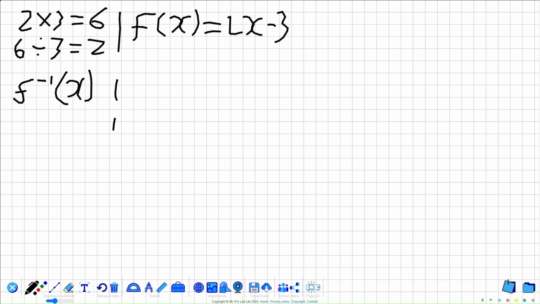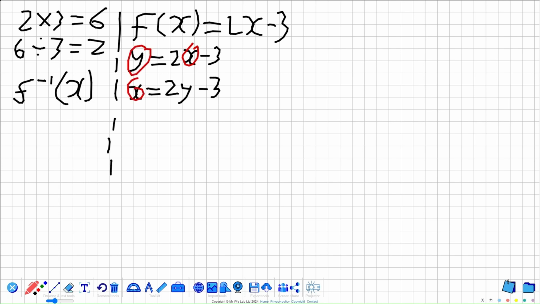So I'm just going to show this as y equals 2x minus 3. Then to find this inverse, we're going to swap the x and the y. So I'm just going to show x equals 2y minus 3. What you've seen that I've done here is I've literally swapped these two. It is literally as simple as swapping them. And then we just need to evaluate.